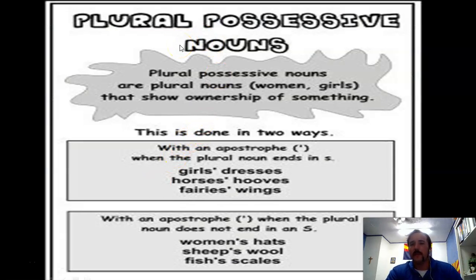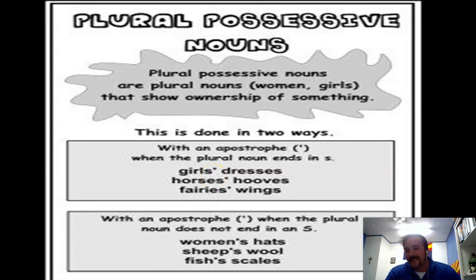If you remember the plural possessive nouns, it really matters if the noun ends in S or does not end in S. If the plural possessive noun does end in S, you just add an apostrophe. If it does not end in S, then you add an apostrophe S. That's why we did yesterday's assignment, to get you used to a lot of the plural nouns that do end in S, because at the end, you just add an apostrophe.